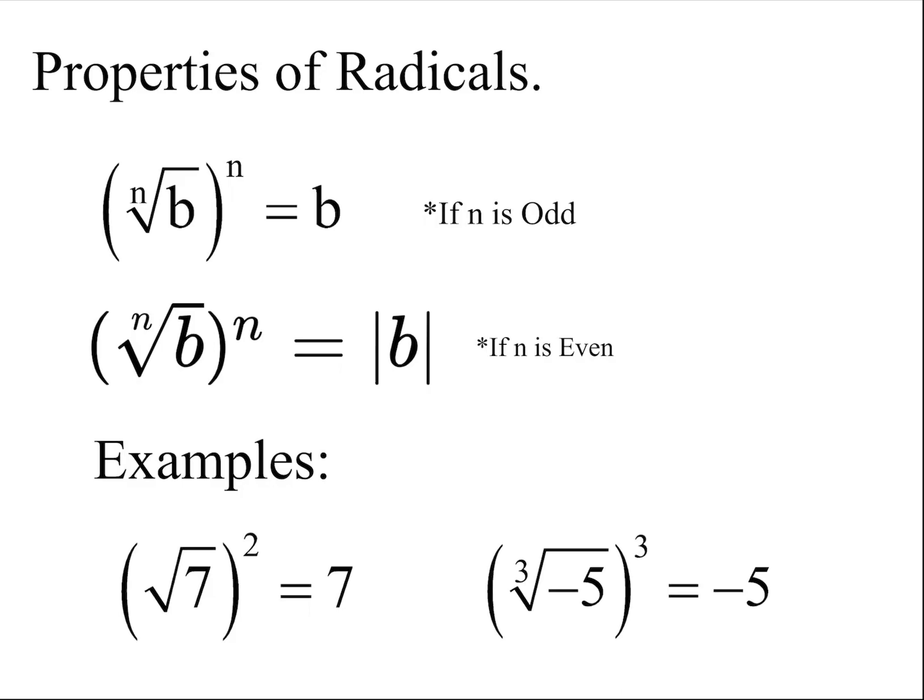Because in this case, if b is negative 2, we can't take the square root of negative 2, so it's a non-real solution. But if I square it, I still have to get a value out of here. In that case, that would be 2. So essentially we're just making sure it's always positive for these kinds of things. In this example, the square root of 7 squared would just be 7. The absolute value of 7 is 7, so that just makes sense. But for odd, the 3rd root of negative 5 cubed essentially gets rid of the radicals, and I'm just left with what's on the inside, which is negative 5.